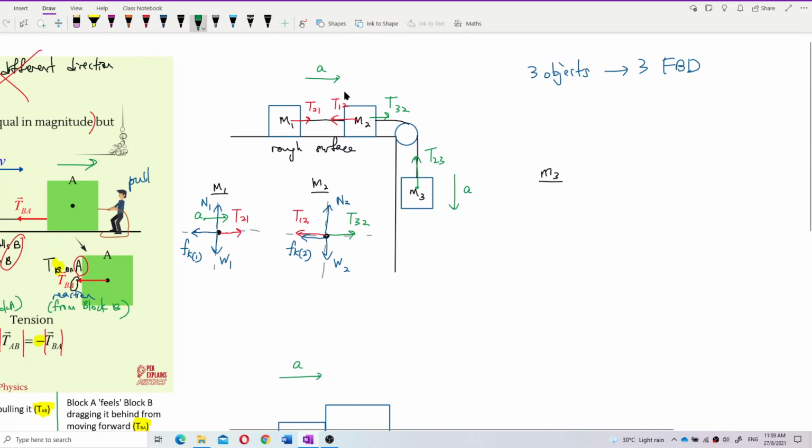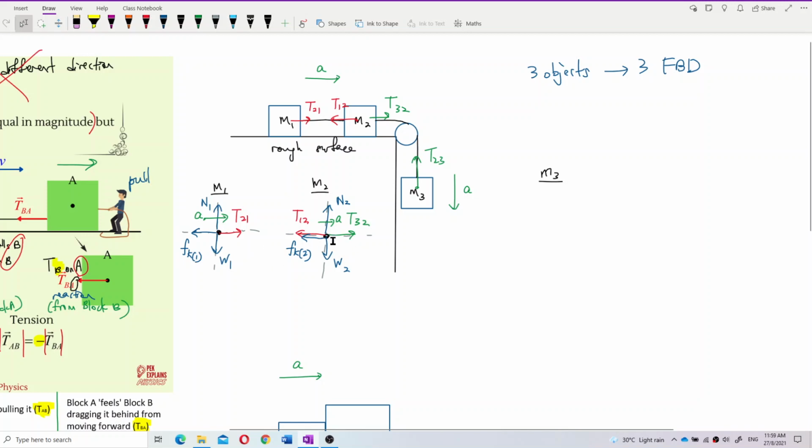Acceleration to the right. Remember, draw the acceleration beside the dot. You see, the friction is always opposite the direction of motion. Friction 1 is also opposite the direction of motion: acceleration to the right, friction to the left. This one, acceleration to the right, friction 2 also to the left.